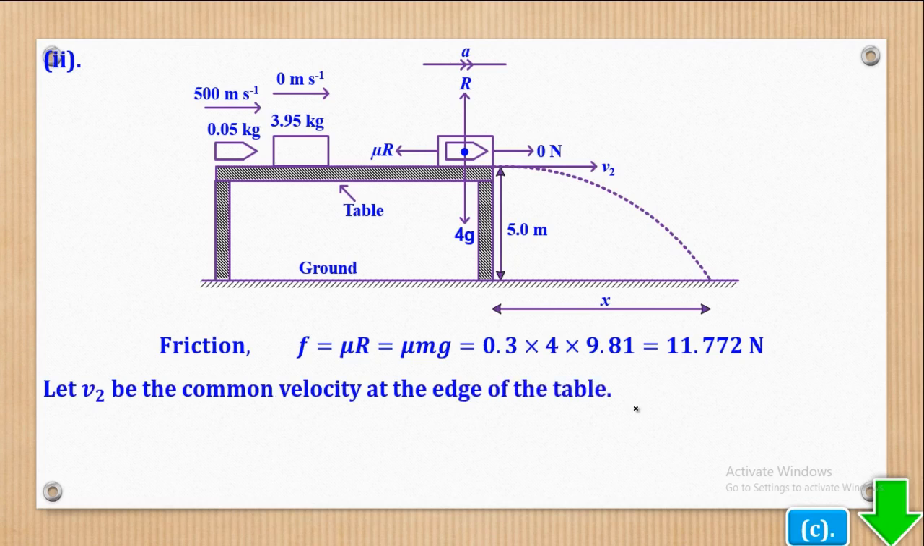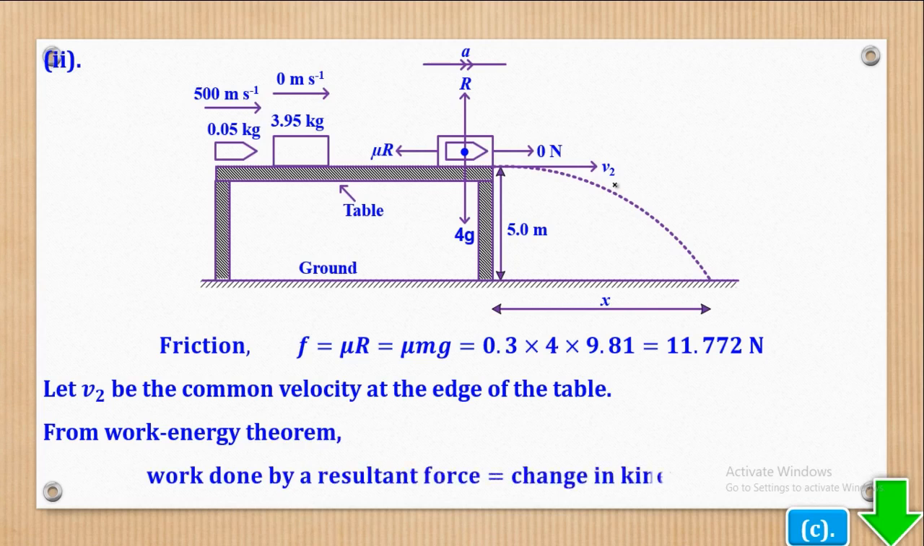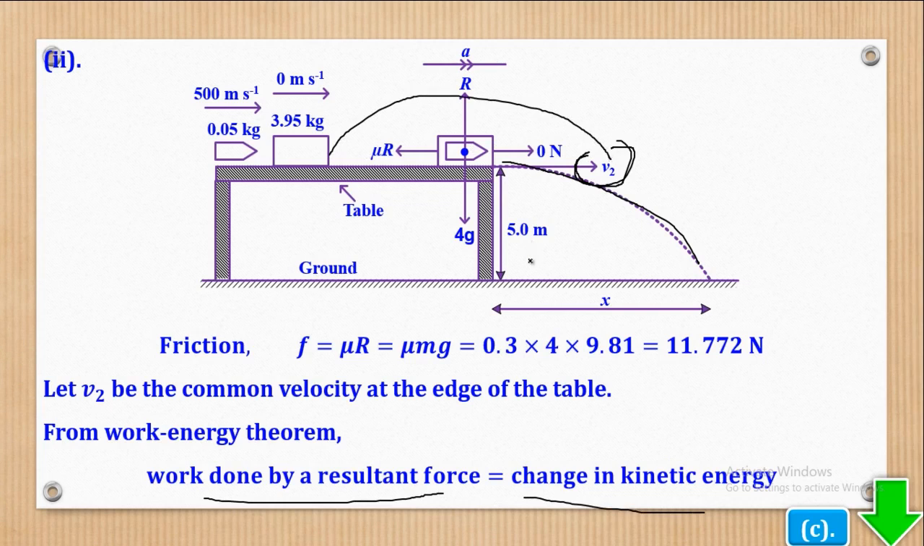Then you shall say that let v2 be the common velocity at the edge of the table. Therefore, from the work energy theorem, work done by the resultant force is equal to change in kinetic energy. Why? Because you have to first get this v2 before we consider this projectile. So the aim is to first get v2. So we shall use the work energy theorem, which says that work done by the resultant force is equal to change in kinetic energy. So kinetic energy is going to change from v1 up to v2.